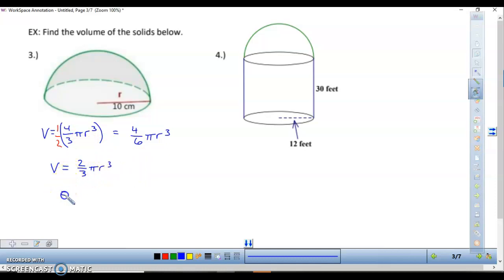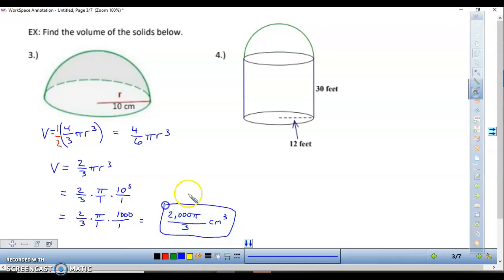So I'm simply just going to plug in here. Again, because this radius is not divisible by 3, when I cube it, it's still not going to be divisible by 3, so I'm going to end up with a fraction here, and that's quite all right. So I'm going to plug in. I get 2/3 times pi over 1 times 10 to the 3rd power over 1. 10 to the 3rd power, you guys, as you know, hopefully, is 1,000. So I'm going to end up with 2/3 times pi over 1 times 1,000 over 1, which gives me a volume of 2,000 pi over 3, and that's cubic centimeters.